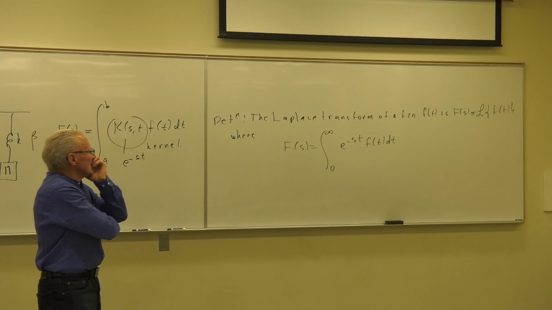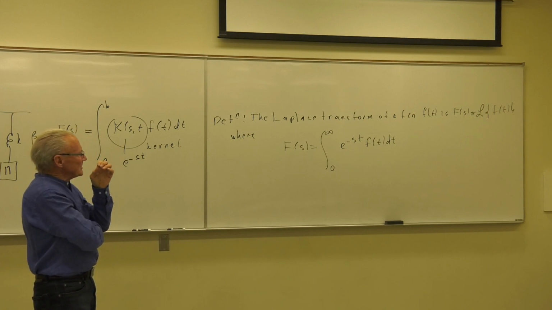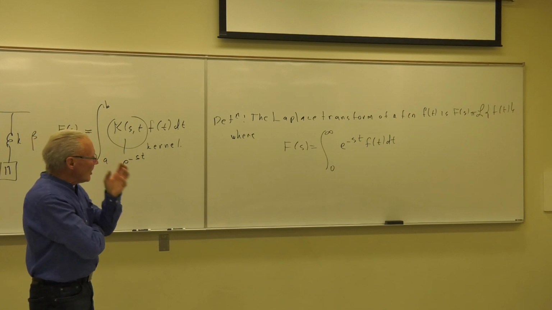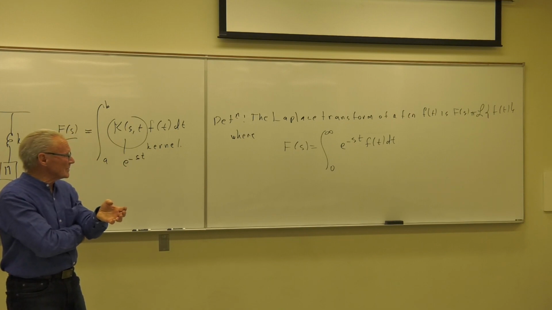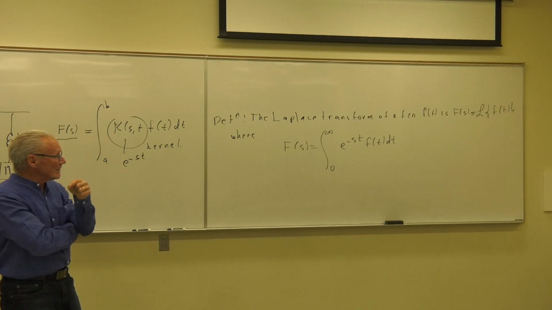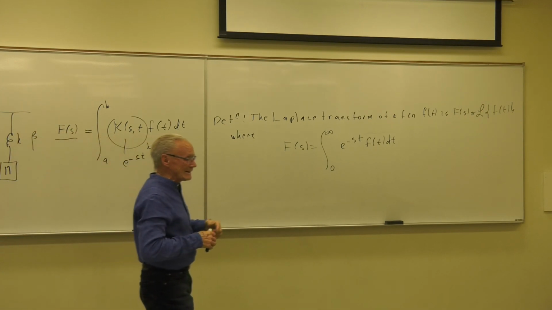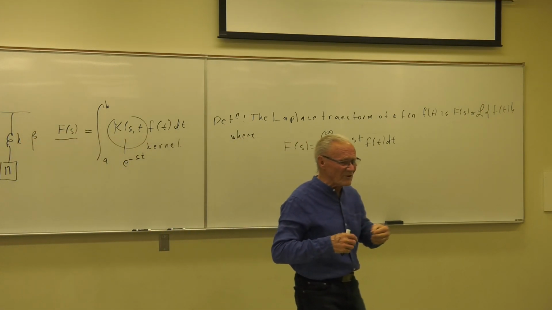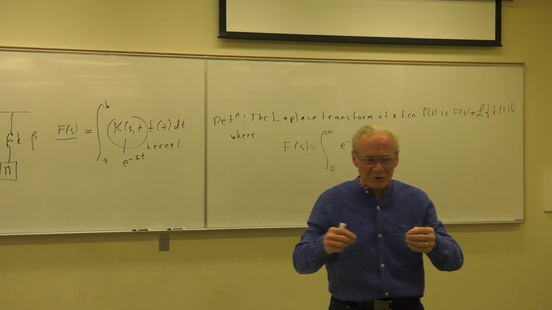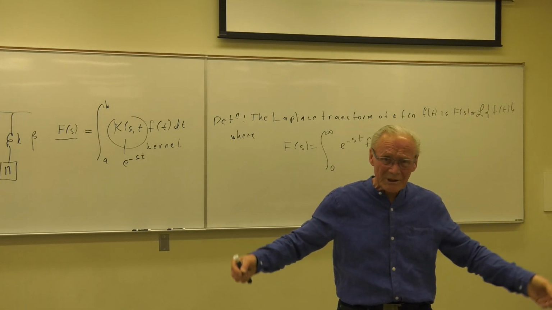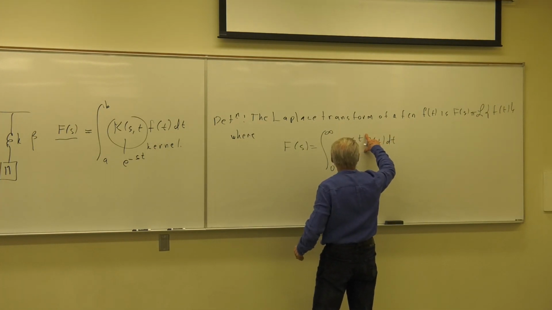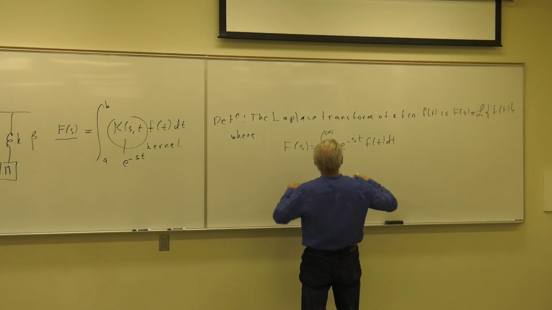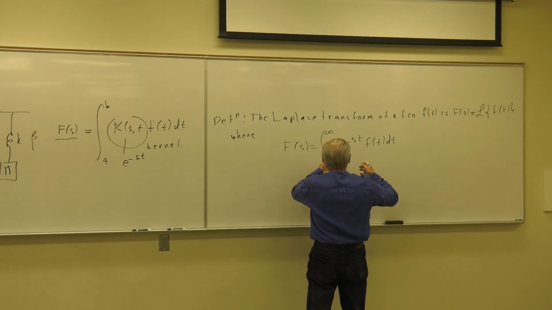Now, there's a big problem: not all functions have Laplace transforms. And when you get the Laplace transform of a function, it doesn't exist for all values of s. There are only certain values of s for which it exists. So when you do this, you're finding the values of s for which the Laplace transform exists, if it exists.